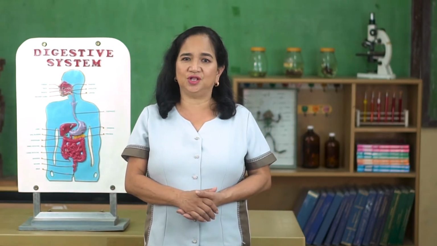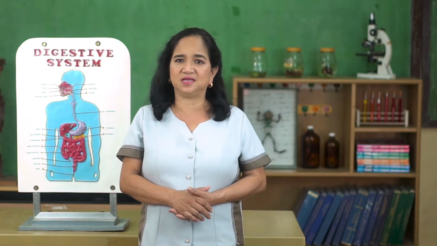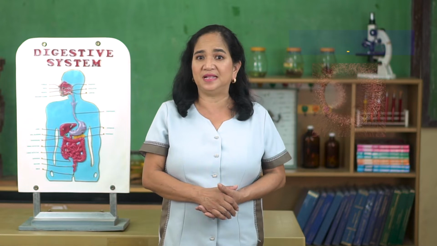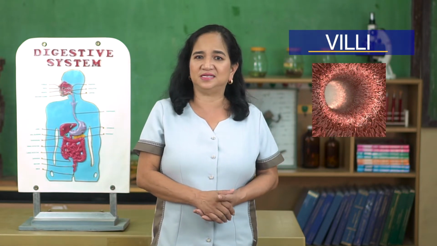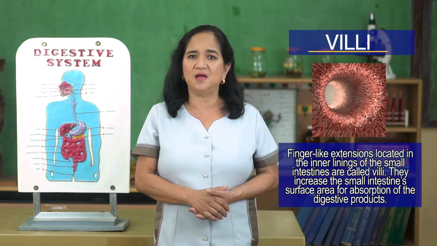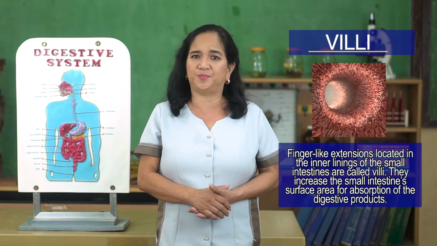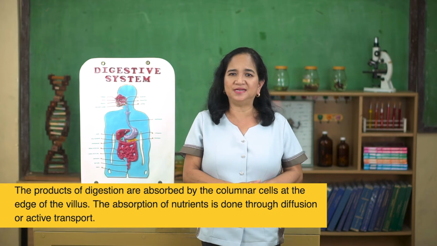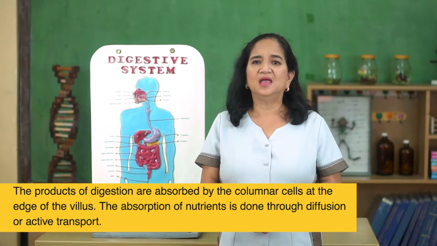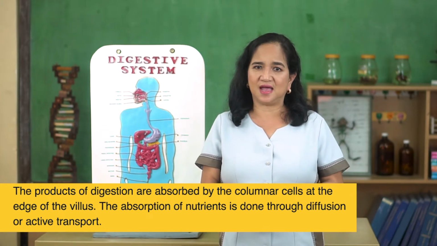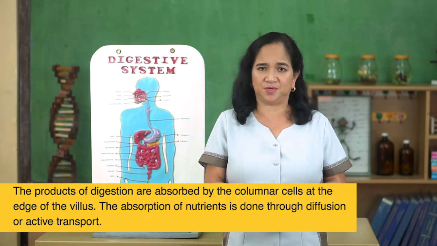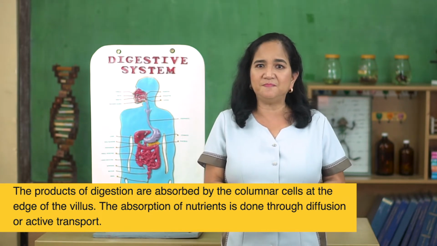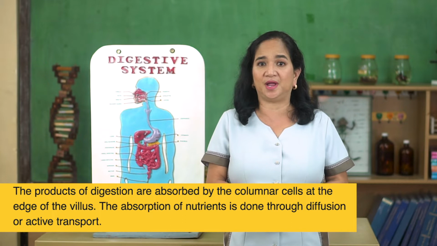Microscopic investigation of the inner linings of the small intestine reveals the presence of finger-like extensions called villi. This increases the small intestine surface area for absorption of the digestive products. The products of digestion are absorbed by the columnar cells at the edge of the bolus. The absorption of nutrients is done through diffusion or active transport. Capillaries and lymph vessels also absorb digestive products.